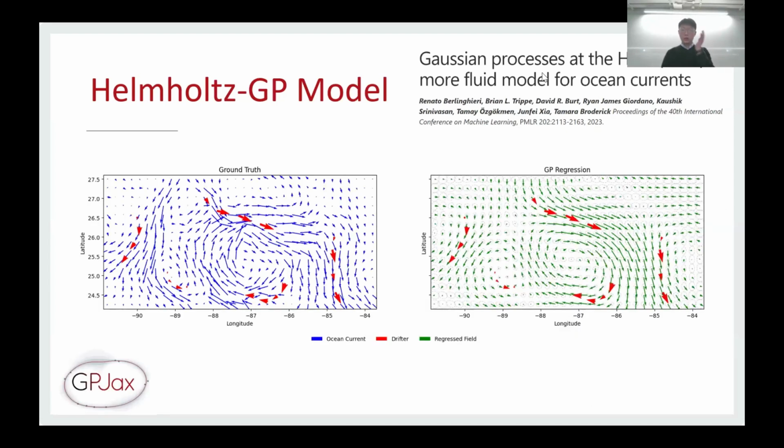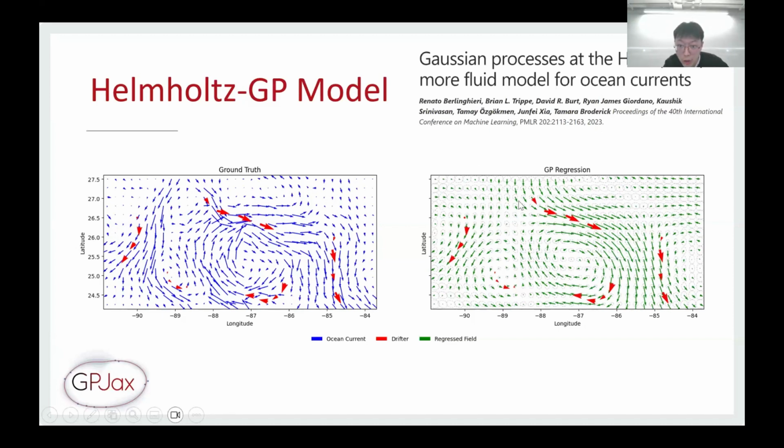And obviously, we can do regression. The picture in blue is a ground truth that I took from some open data set, and I take some observations from it. These red arrows are observations. Basically, we can do this GP regression, use this conjugate posterior, and turn out the graph on the right. The green arrows are the posterior predictions of the vector field.